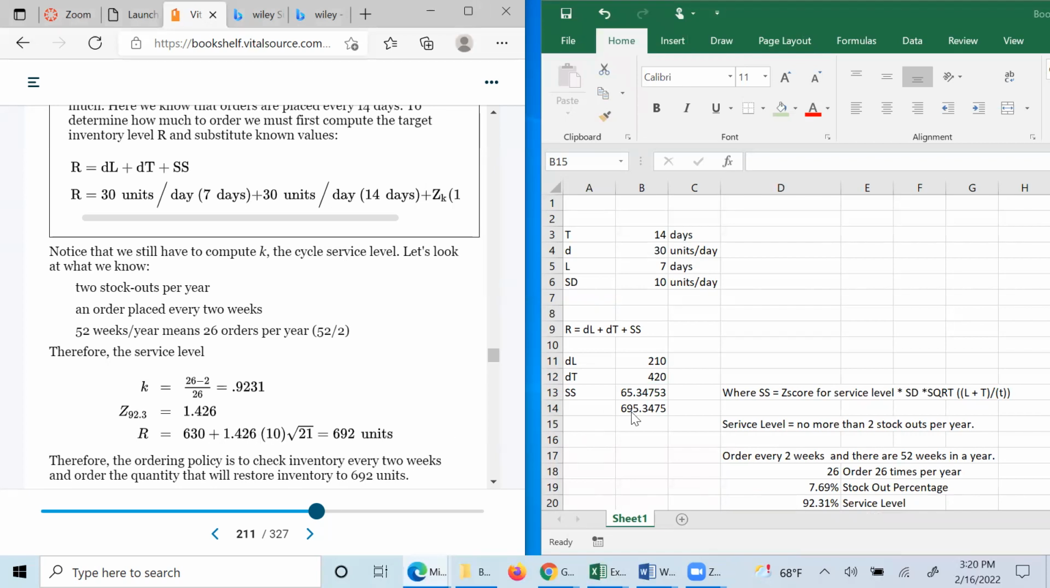Yeah, so again, we probably had maybe a little bit of a rounding error in there. Maybe they went out more decimal places than what they're showing, but we're right on the 630. We're right on the 1.426. We're right on the 10. So we might have a little bit of a rounding issue in this square root that we're taking, but again, close enough for where we're going to be.